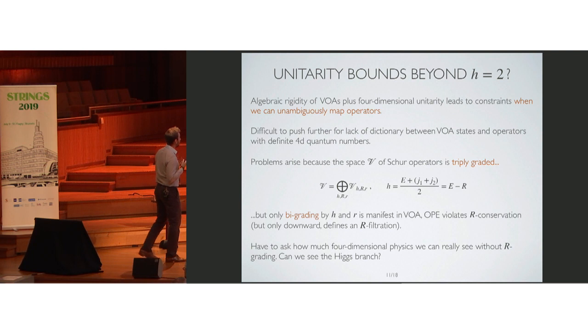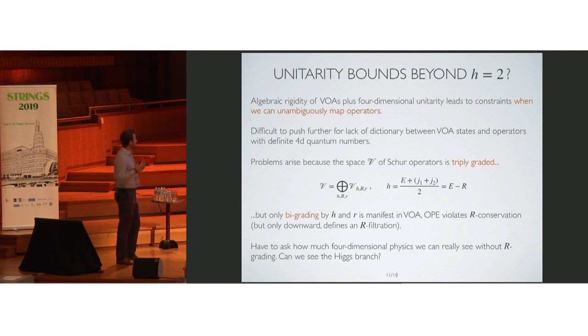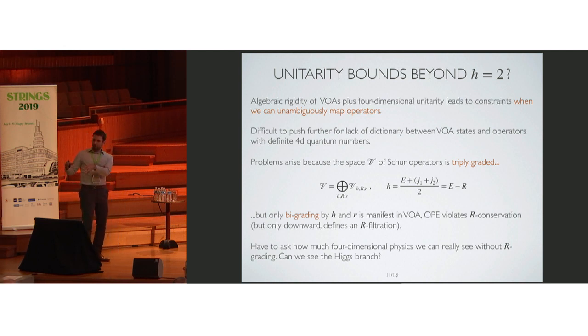So this is summarizing what I just said. There's some non-trivial interplay between the algebraic structure of VOAs and unitarity, but in the story I just told, it was important that I be able to unambiguously identify operators in the VOA with operators that lived in specific supermultiplets in four dimensions, and I obliquely said that I could do this. But it's actually difficult to push this story of unitarity bounds further, precisely because it's hard to find a dictionary in general between VOA states and operators with definite four-dimensional quantum numbers.